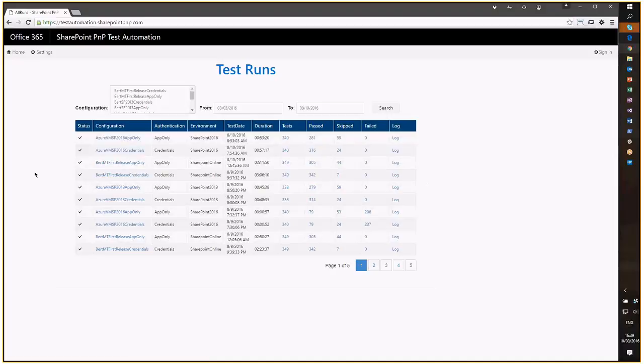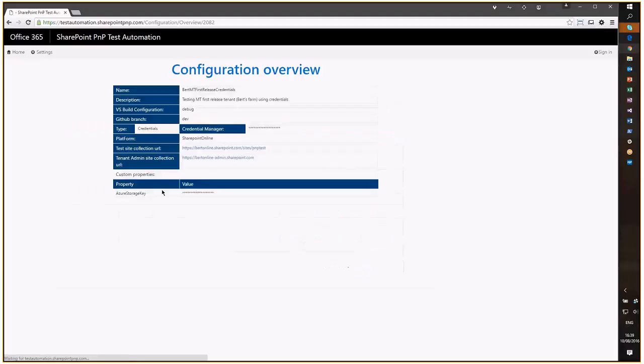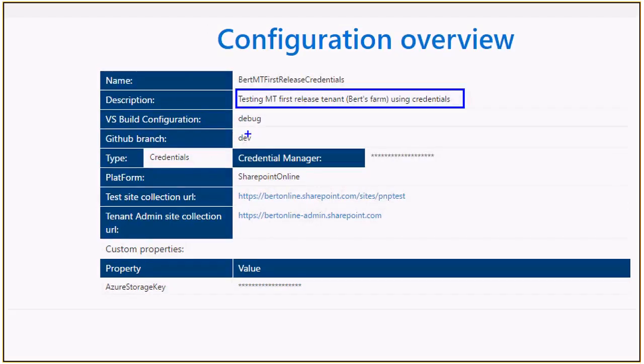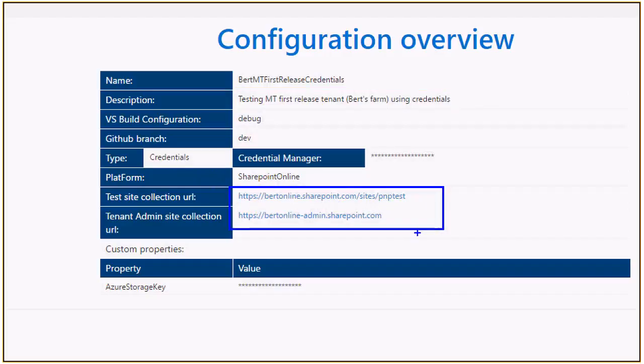Anyhow, if you doubt what it is, you can just click on one of those. So let's take this Bert empty first release credentials. When I click on it, you get a description: testing empty first release tenant using credentials. So all tests are run using credentials and app only to cover both scenarios. You see some of the URLs being used over here.